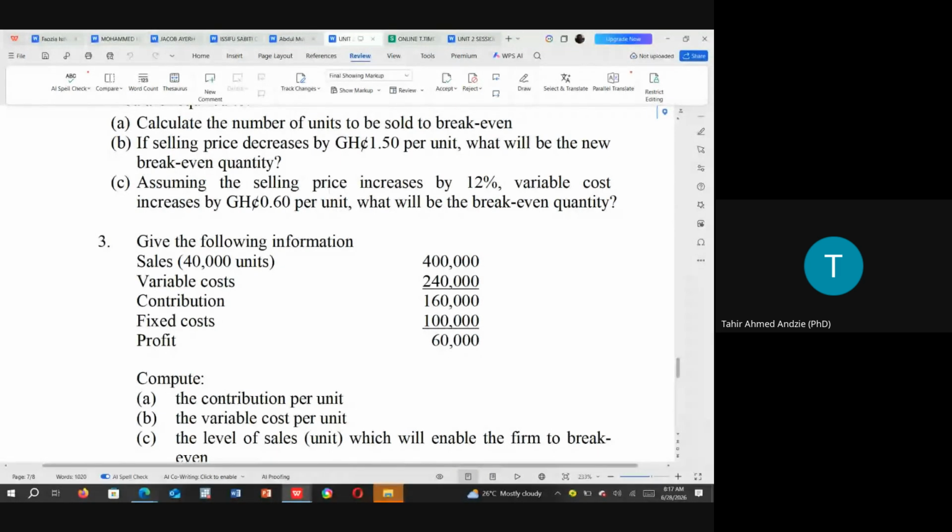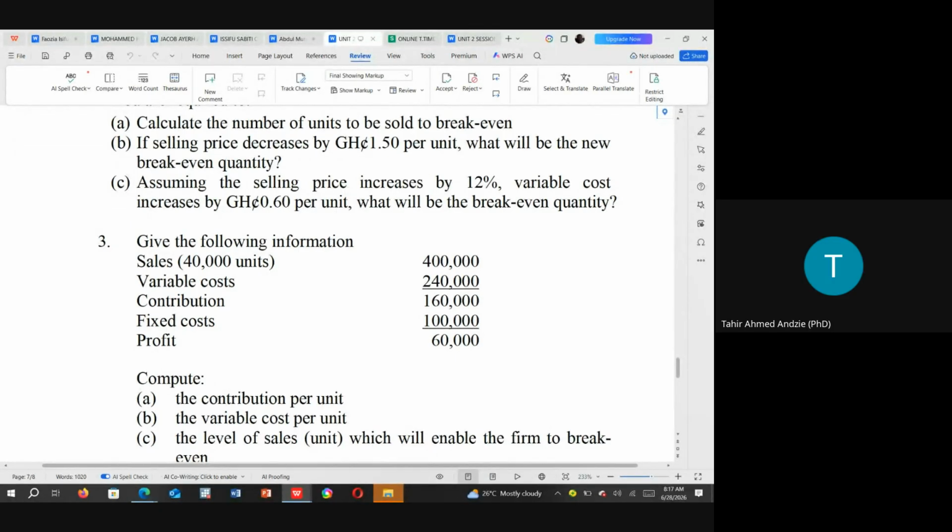We are still talking about the fixed cost over contribution per unit, but the contribution per unit will now change because of the new information we have gotten. So once you put in the new information to get the new selling price and the variable cost per unit, you get your new contribution, and that can help you solve the question. Are you clear now? Yes, please.